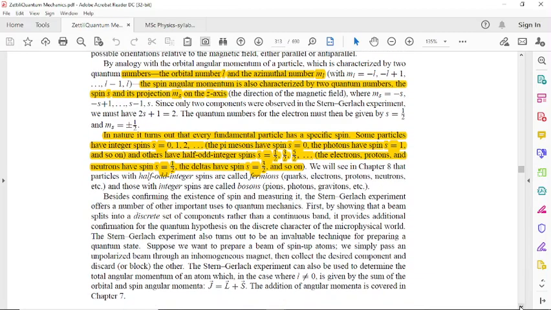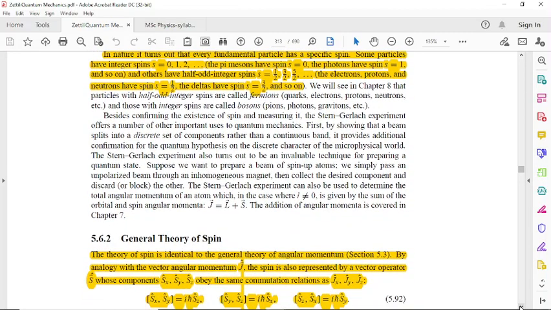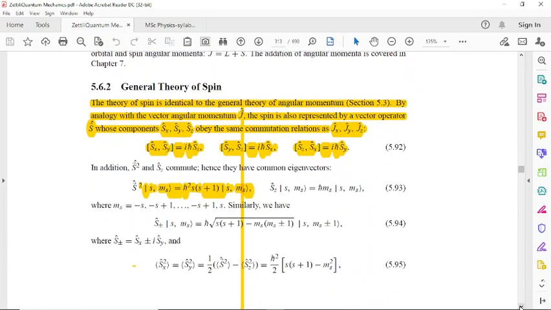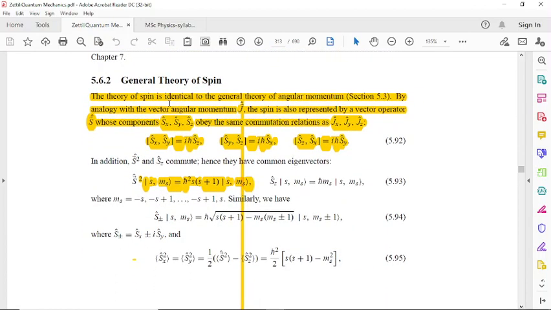And you have already seen half-odd integer spins, bosons and fermions like that. The general theory of spins. The theory of spin is identical to the general theory of angular momentum. Earlier we used L, and here we use S. By analogy with the vector angular momentum J, the spin is also represented by the vector operator S, whose components Sx, Sy, Sz obey the same commutation relations as Jx, Jy, Jz.